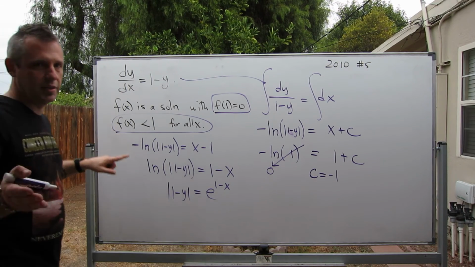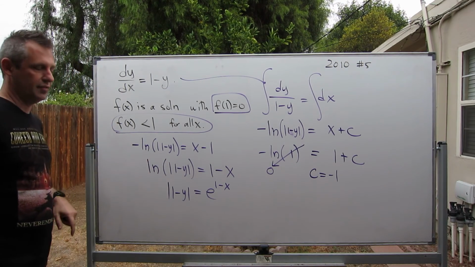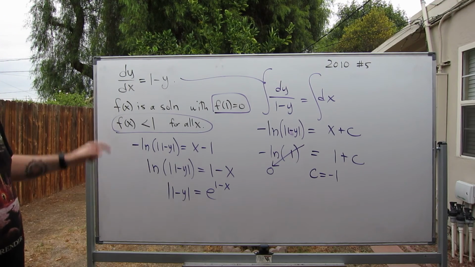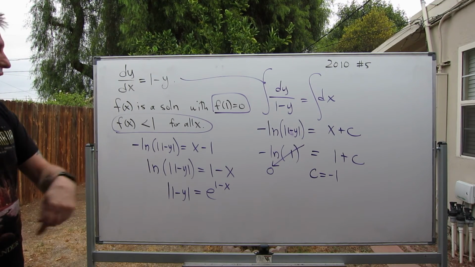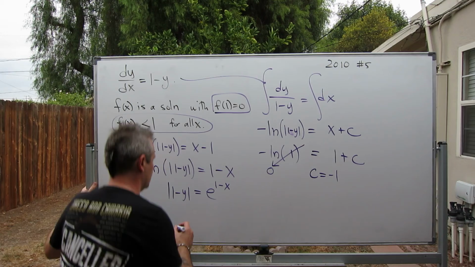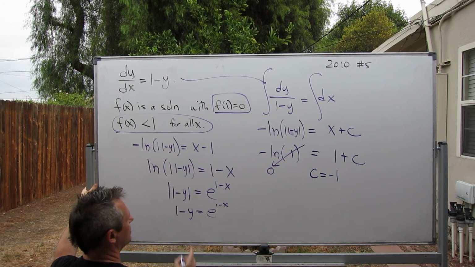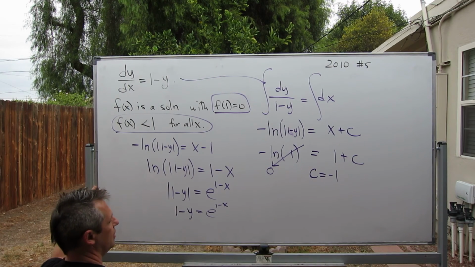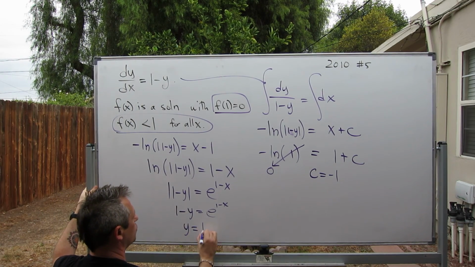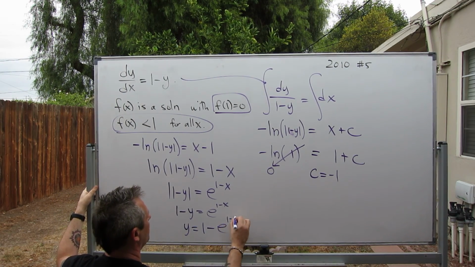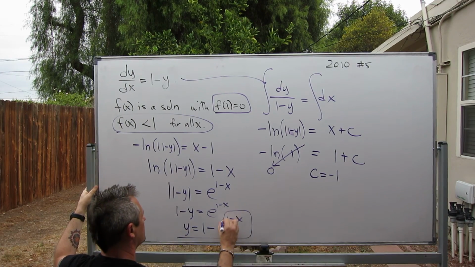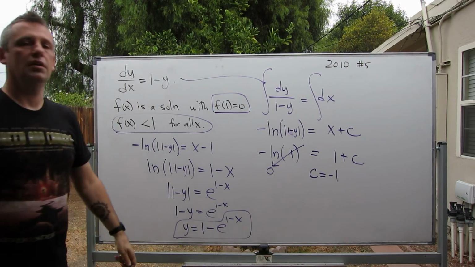I did say at the beginning of this problem that it was quite weird that they gave us this information. There had to have been a purpose. So I can therefore ignore the absolute values, and I can simply solve for y. So we have 1 minus y equals e to the 1 minus x. Move the y over and move the e over, and I get y equals 1 minus e to the 1 minus x. And this is my final answer.